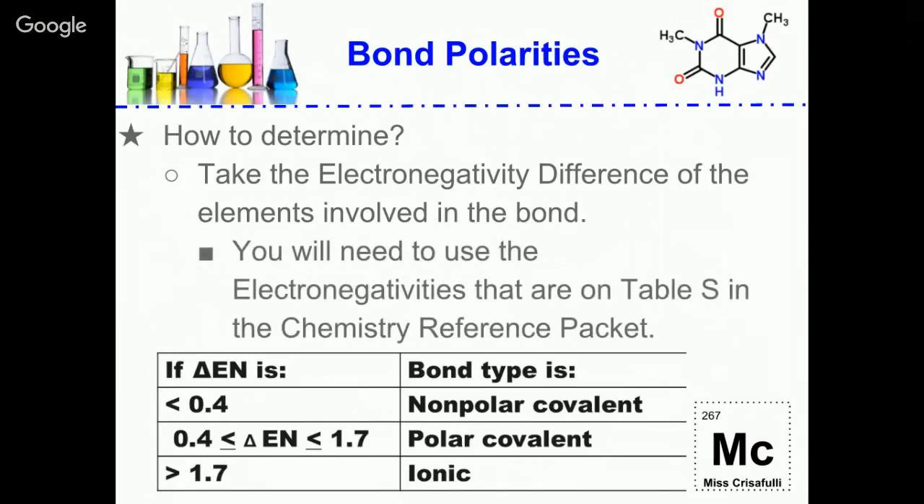So you're going to have to look up the electronegativities on Table S in your chemistry reference packet in order to do this. So if you have an electronegativity difference that is less than 0.4, your bond type is going to be nonpolar covalent. If it's between 0.4 and 1.7, it's going to be polar covalent. And if it's above 1.7, it's going to be ionic.